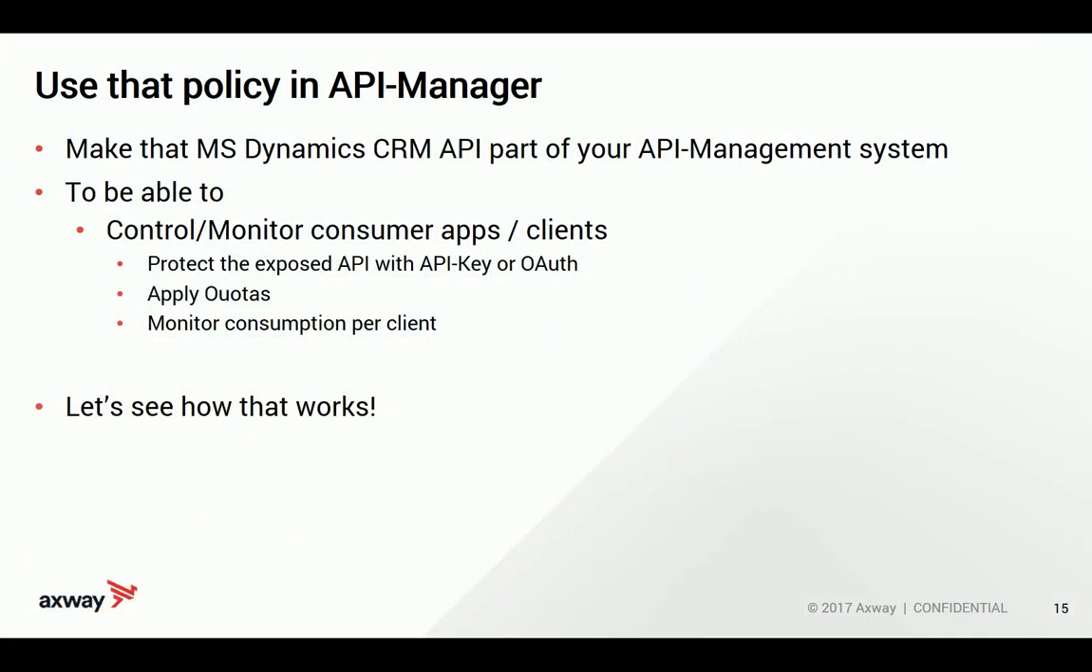When we have done this, we have added that API into our API Manager. It is ready to be consumed and our policy takes care of the proper routing. And of course, now you have your own API. You can protect it once again with your own API key from your own API Manager system or even OAuth. You can apply quotas to control consumption by your clients or partners, and you can monitor consumption per client all the time. Those are all the things about API management. Okay, let's see how that works.